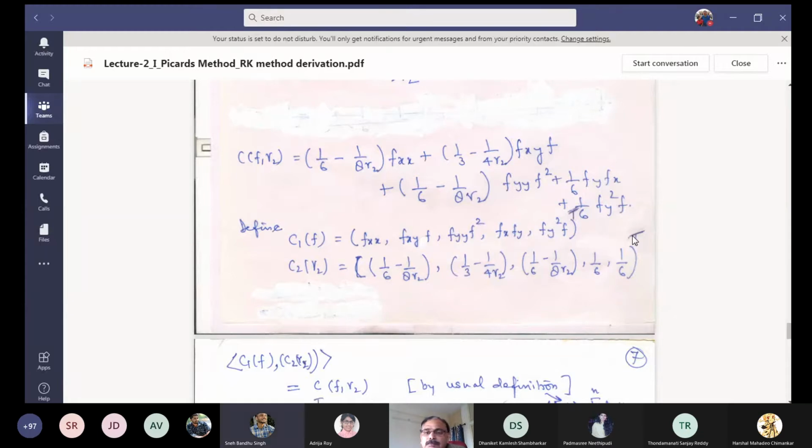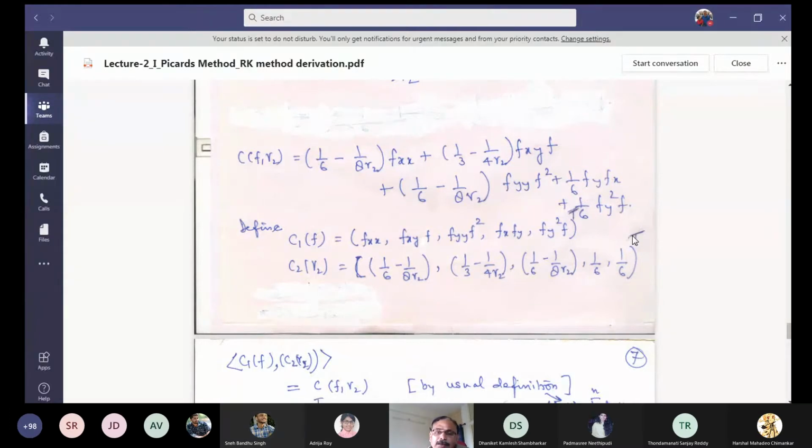That would be Fxx into 1 by 6 minus 1 by 8 gamma 2 plus... Is the Fxy same as the CF gamma 2? 1 by... Yes, 6, right? So C2 transpose C1 we can write as CF gamma 2. Adrija? Yes, sir. We can write it as CF gamma 2. Okay, right. So up to this it is clear to everybody? Yes, sir.